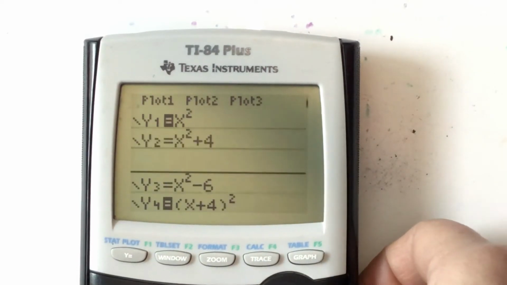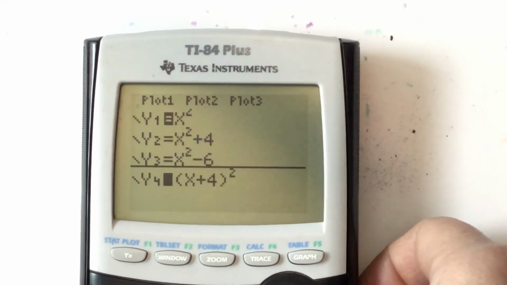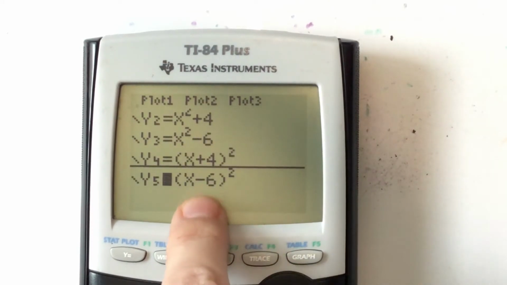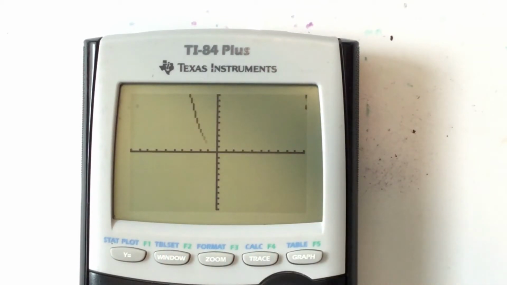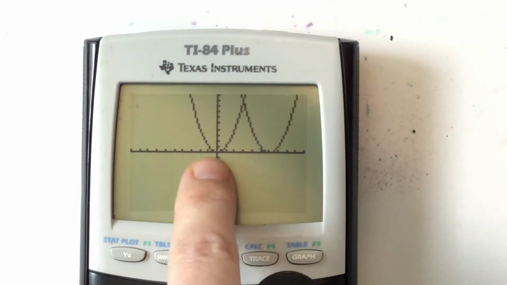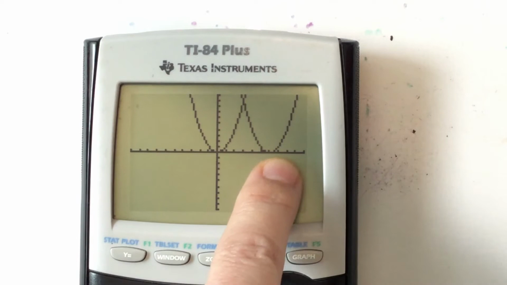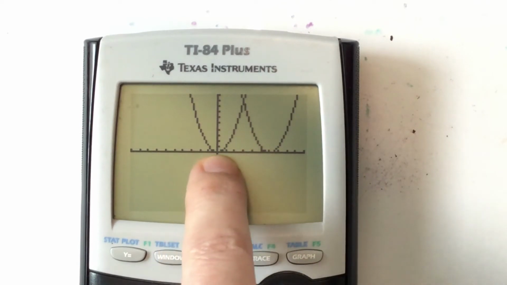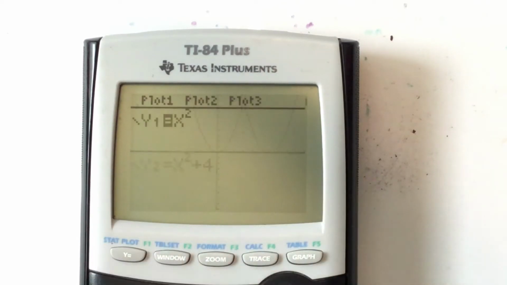Okay, let's look at the next one. What do you think a minus 6 in the parentheses would do? Let's see. Here's the parent, and it went right 6. So it was a minus 6 in the parentheses, and the vertex shifted right 6.